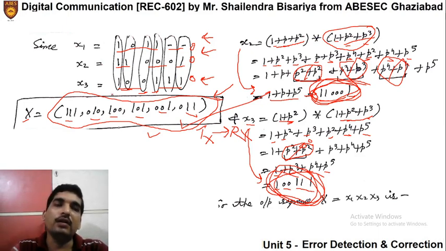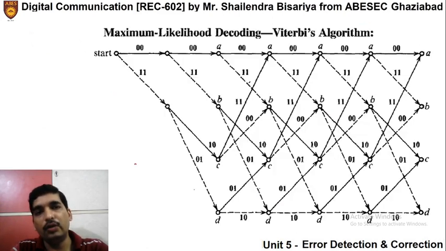Decoding can be done in different ways. The most popular ways are Viterbi decoding, known as maximum likelihood decoding, and another one is sequential decoding. Here I am discussing the Viterbi decoding, the Viterbi algorithm.